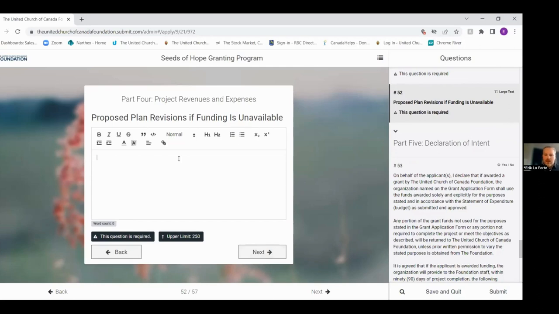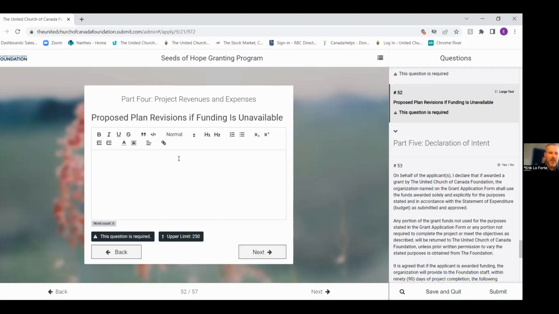The last real question is proposed plans for revisions if funding is unavailable. So this is essentially asking, if you are not awarded Seeds of Hope granting money, what will you do? It is really easy to say, well, our project just won't happen. I would really stress that that is doing your project a disservice. And it's not making it easy for any granting body to invest in and support a project with that answer. By saying the project won't go on, it can almost read as if the project isn't good enough, or we don't like it enough to really work for it or see what else we can do. And quite frankly, it's usually not the case.